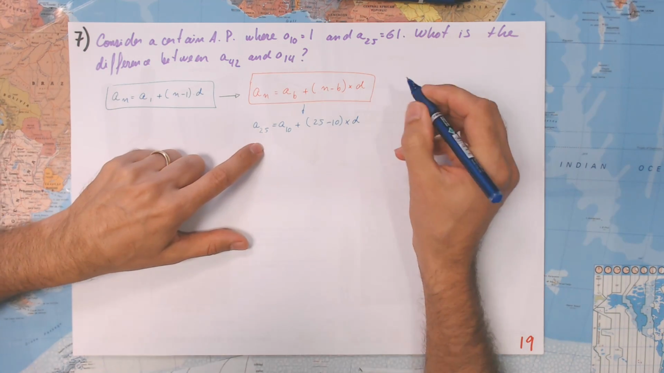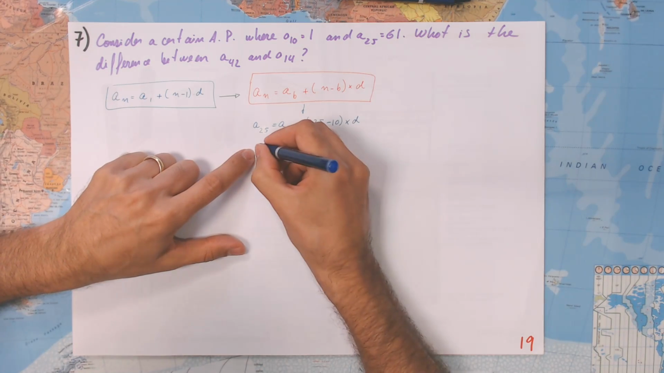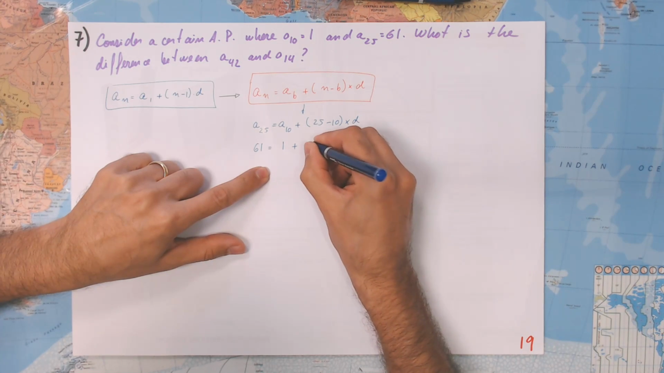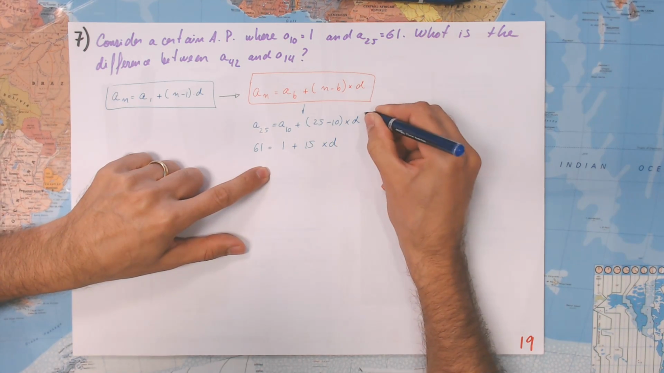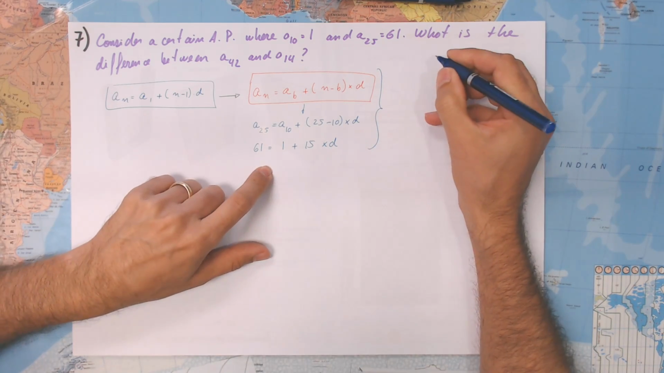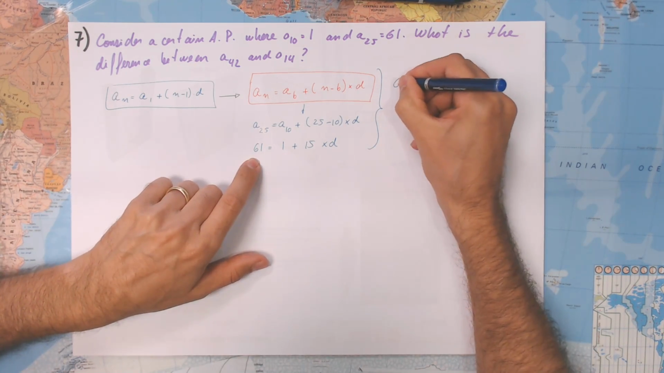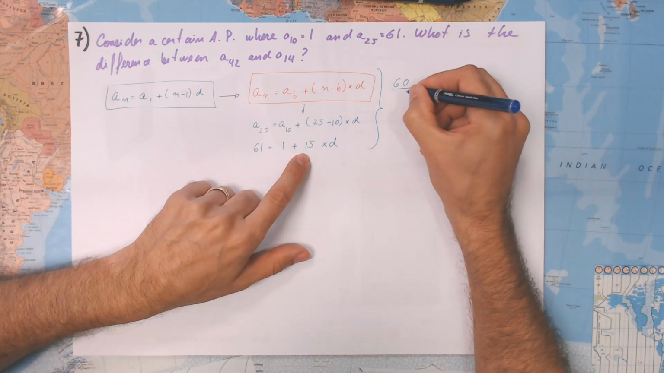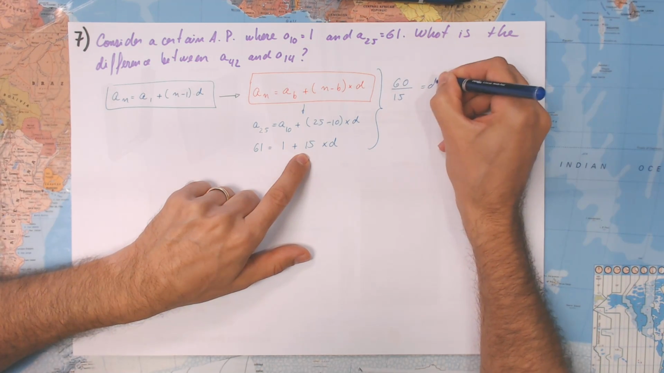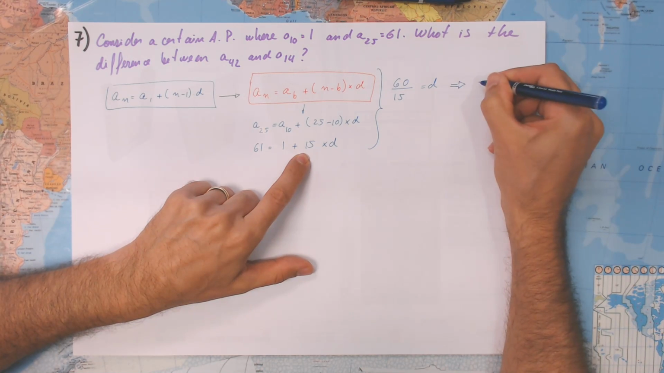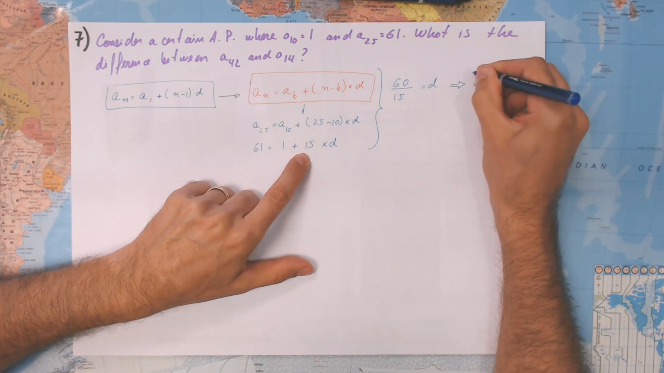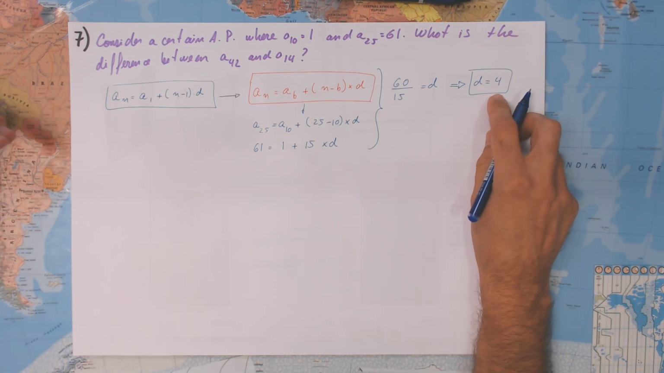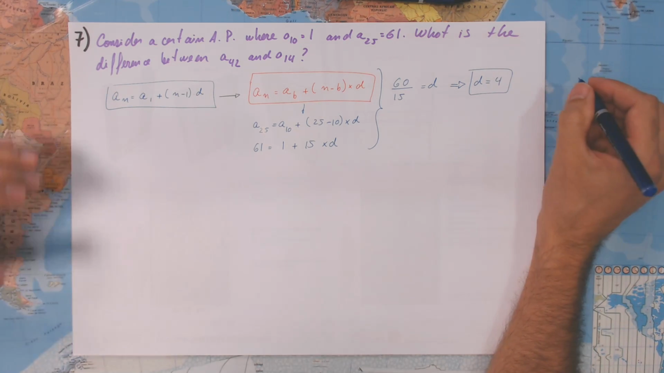Well, we know what a25 is. A25 is 61, which equals 1 plus 15 times d. From all that, what are we going to get? 1 goes over here, so this is going to be 60. I'm just developing this equation: 60 divided by 15 equals d. From here, we get that our common difference is 4. Wonderful. Now we know the pace for this sequence, which is 4.